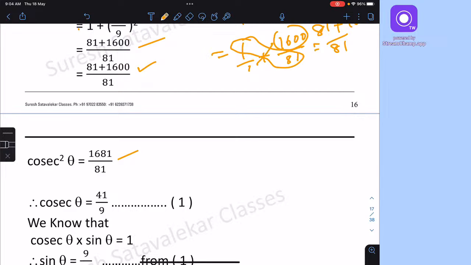If you take square roots of both sides, the square root of cosec square theta is cosec theta, and square root of 1681 upon 81 is 41 upon 9. You can write here taking square roots of both sides. It is always better to write the steps and reasons everywhere.